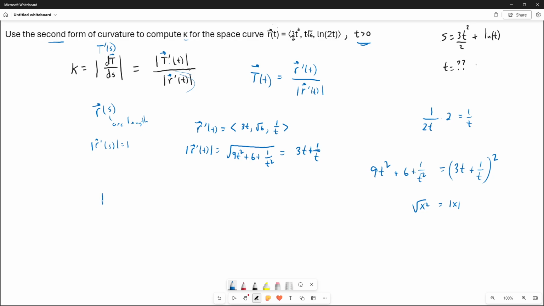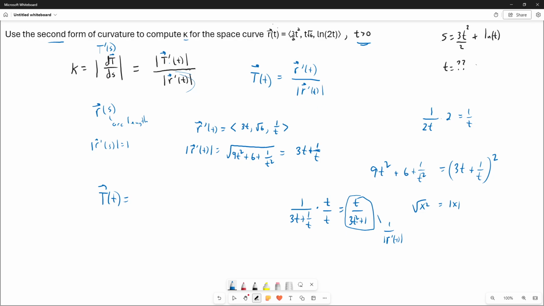Now, T of t itself is r prime over the magnitude of r prime. So here's r prime, and here's the magnitude of r prime. So we have to divide each of these components by this. So that means we have to multiply by 1 over the magnitude, 1 over 3t squared plus 1 over t. And we can make that look a little nicer by multiplying by t over t to get t over 3t squared plus 1. So that's 1 over the magnitude of r prime. So that's this guy here on the bottom.